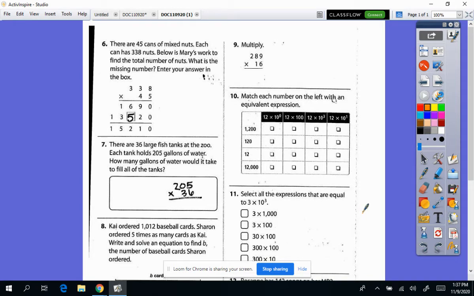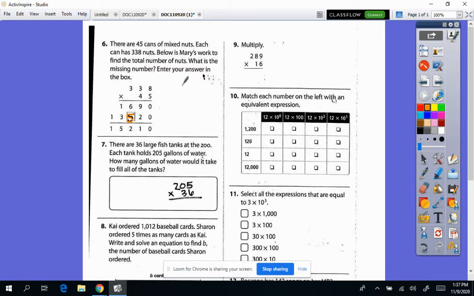Okay, so if you look at number 6, I actually already filled this digit in on this one. You are going to get a 5 here, and there's a couple different ways you can go about it. So it says there are 45 cans of mixed nuts. Each can has 338 nuts. Below is Mary's work to find the total number of nuts. What is the missing number?